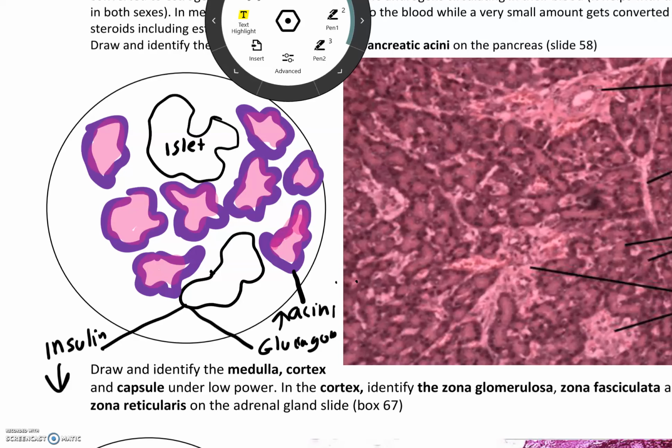Alpha cells make glucagon, beta cells make insulin, but you can't tell an alpha versus a beta cell in there. So this is what your picture should look like. Maybe add some nuclei there. So let's go on to the adrenal gland.